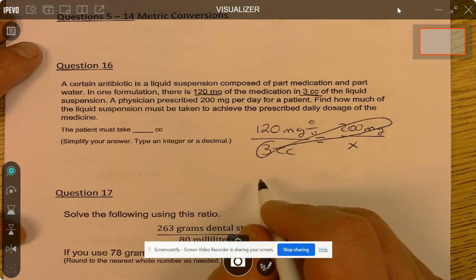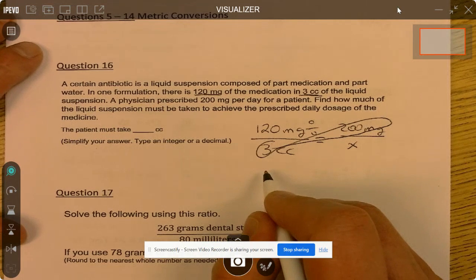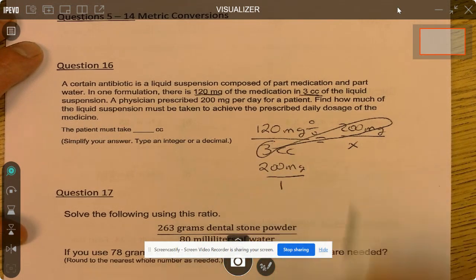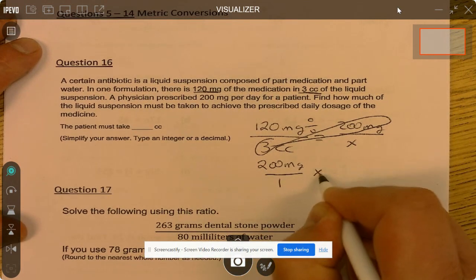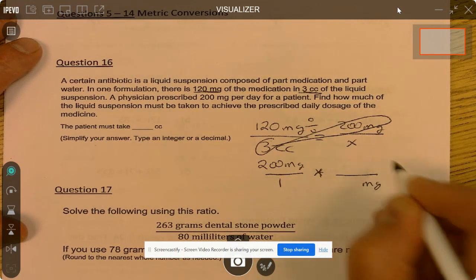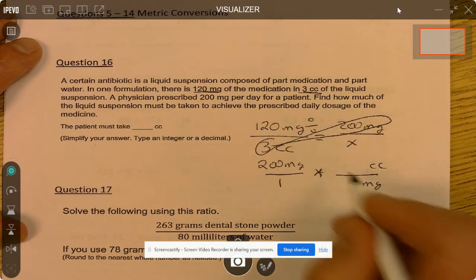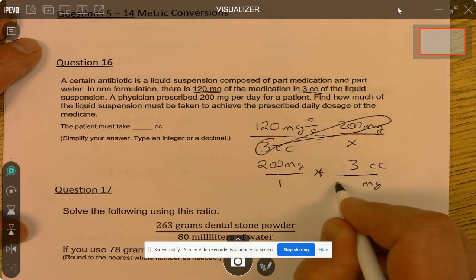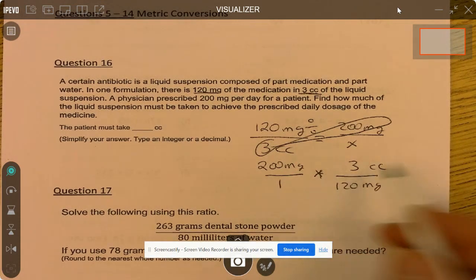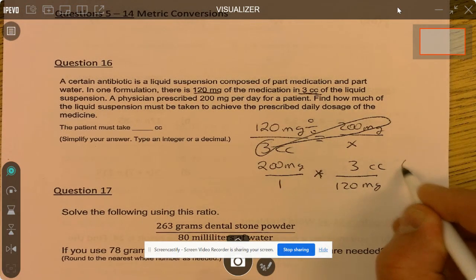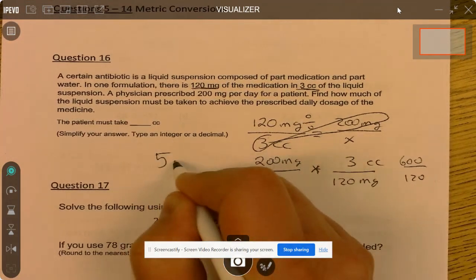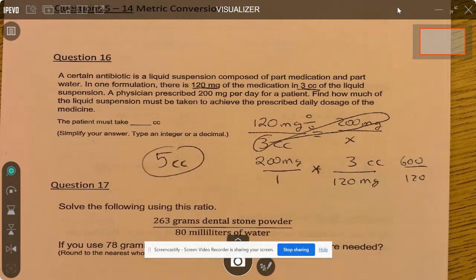Another way of solving this would be if we wrote 200 milligrams, which is what we wanted, over 1. We did multiplication. And since milligrams were on the top, milligrams are going to go on the bottom, and cc's are going to go on the top. There are 3 cc's, and there are 120 milligrams there. And then when you do that, it's going to be top times top divided by bottom times bottom. Either way, it comes out to 600 divided by 120, and the correct answer is 5 cc's.